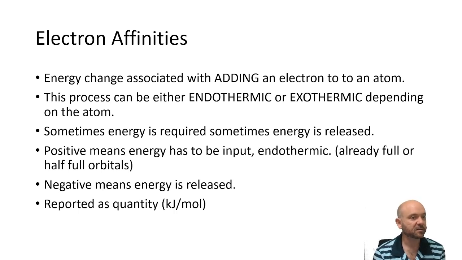Positive means energy has to be input. It is endothermic. Negative means energy is released. A negative value means this is an exothermic process, and we get energy back from putting the electron on this particular atom. And just as the ionization energies were reported as kilojoules per mole, this is also reported in kilojoules per mole. So the unit is reporting how much energy is required to add 1 mole of electrons to 1 mole of some ground state atom.